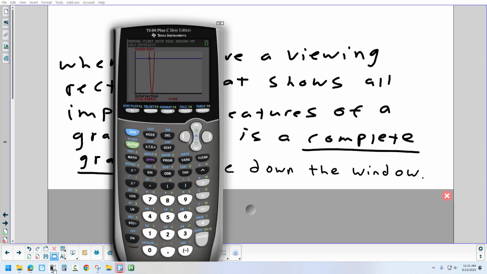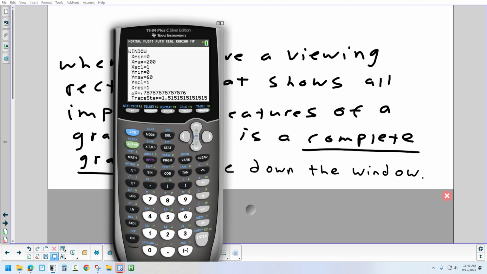Right. So what would be a bad window for this? If I'm looking for where the line and the parabola cross, this is not a good window. Because all I can see now is the parabola. I've lost the line. That's not a complete graph.